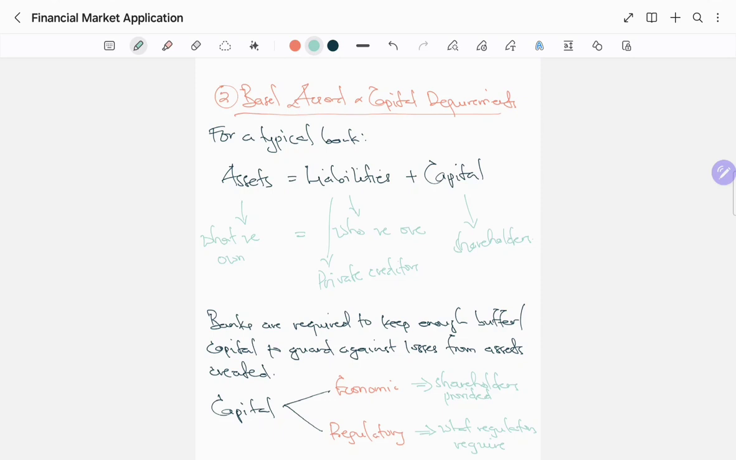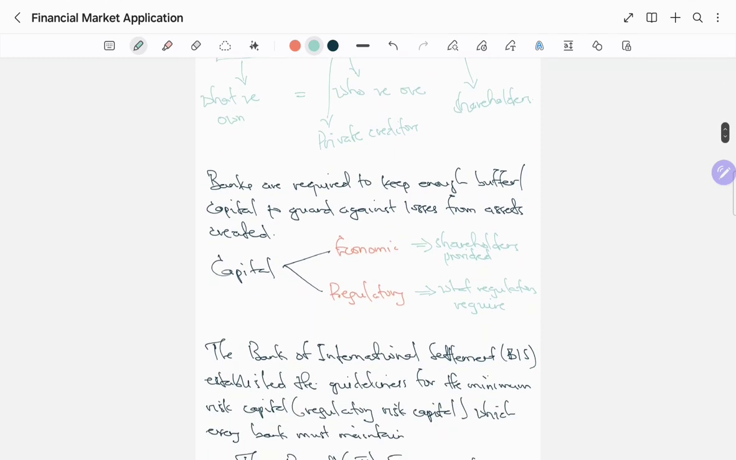Now, for a typical bank, this is how the balance sheet looks, right? On the left hand side, there are assets, which speaks to the things that, as a bank, we own, the things that belong to the bank. These are financed by liabilities and capital. The liabilities are the people we owe from a private perspective, so our customer deposits, the borrowings we've made on the interbank market, and then there's funding also coming from our shareholders, which we call capital.